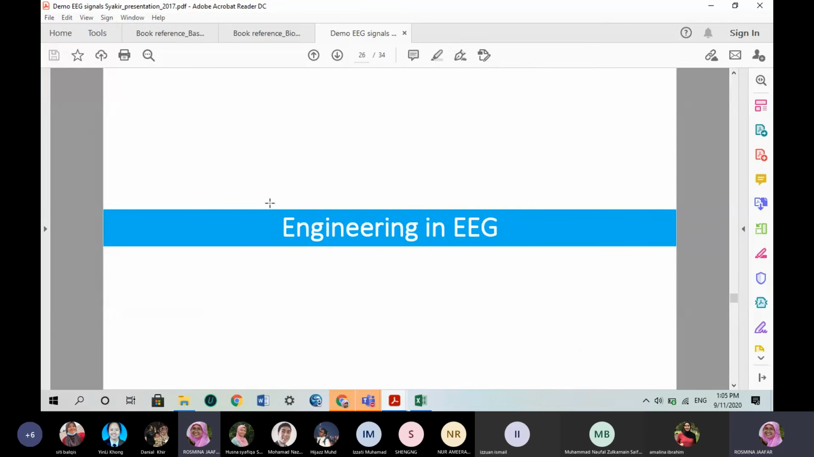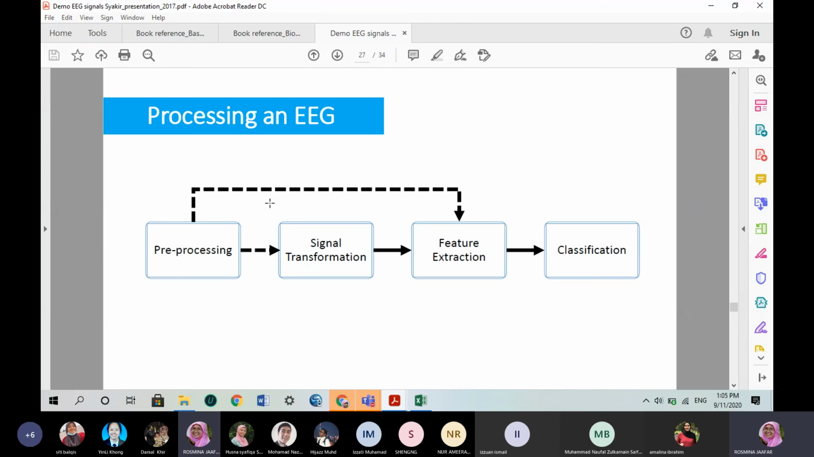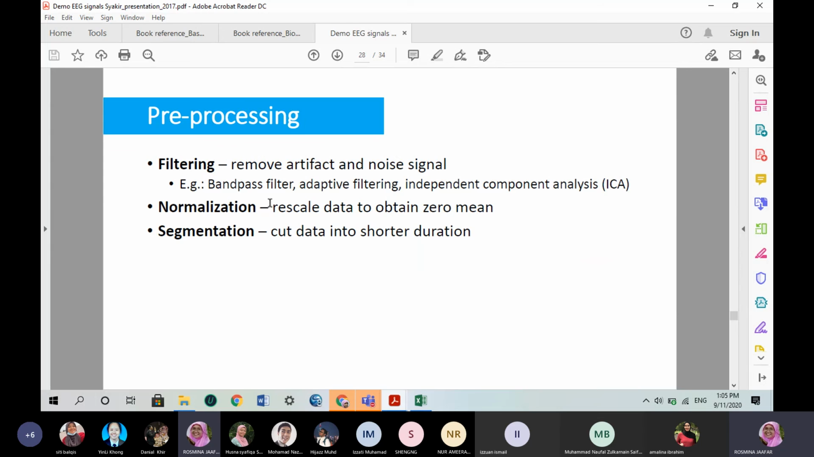Okay, now engineering, what do engineers do in EEG analysis? The approach of an engineer is always signal processing. They do pre-processing, signal transformation, feature extraction, and lastly the classification of the signal itself. The pre-processing involves filtering, normalization, and segmentation.